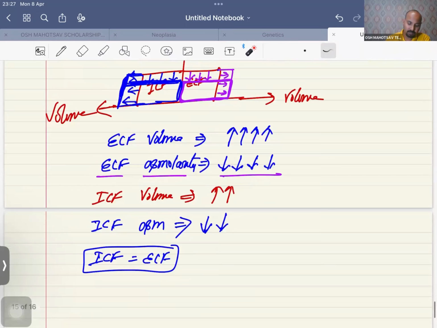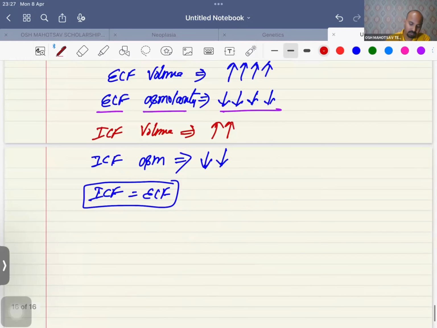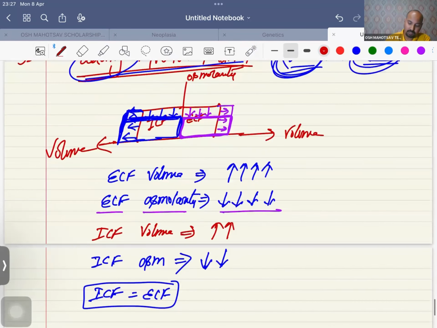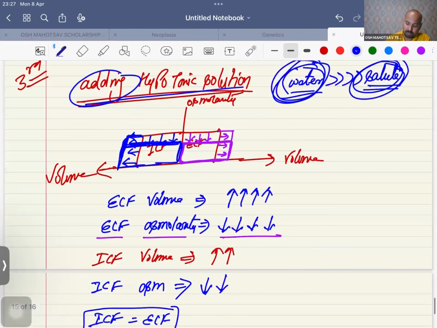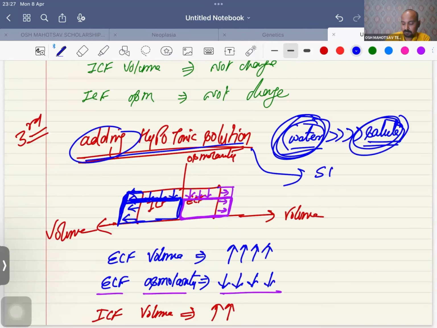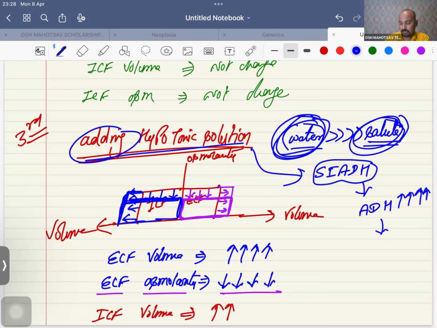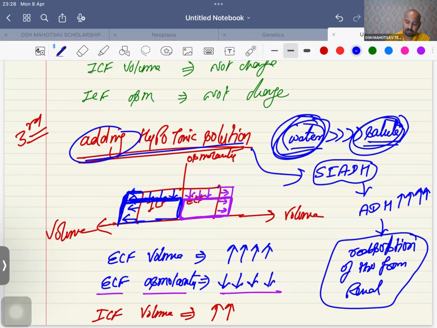Okay, now we have the fourth case. This is third. And what is the example of this hypotonic solution? The example of this is SIADH, syndrome of inappropriate ADH, in which we have increased ADH secretion, and ADH is responsible for reabsorption of H2O from the renal tubules. So we are adding hypotonic solution.